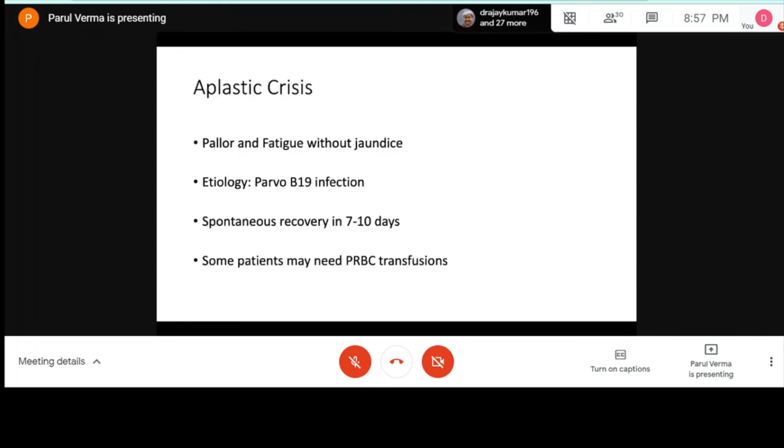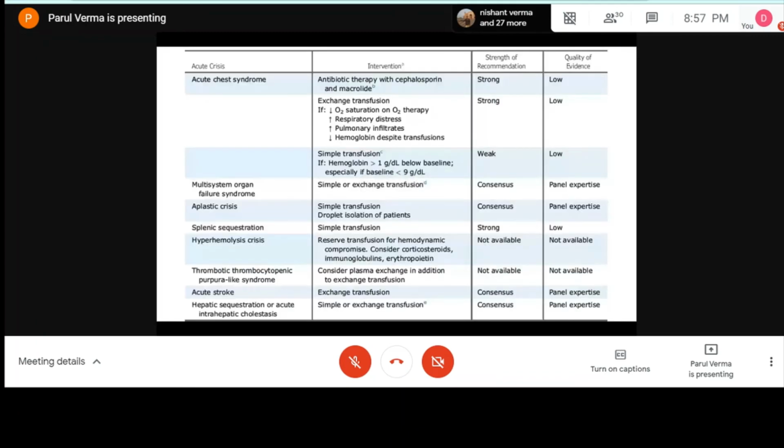transfusion. Now, this is the summary slide of all the complications in sickle cell disease. We already saw acute chest syndrome. There is aplastic crisis. There is splenic sequestration crisis. There is multi-organ failure syndrome. Typically follows the acute chest syndrome. There could be multi-organ dysfunction if more than 2 organ systems are involved. These patients would require simple or exchange transfusion.